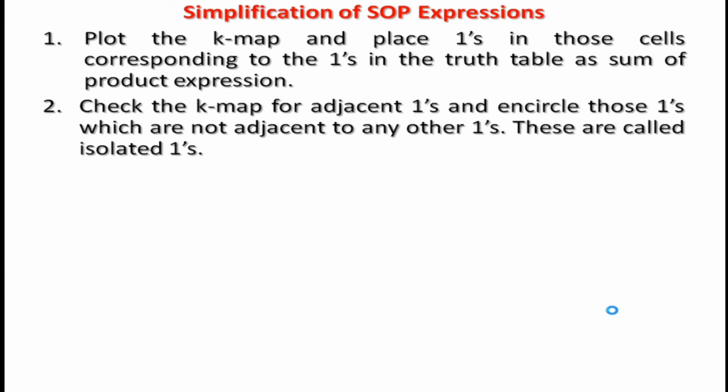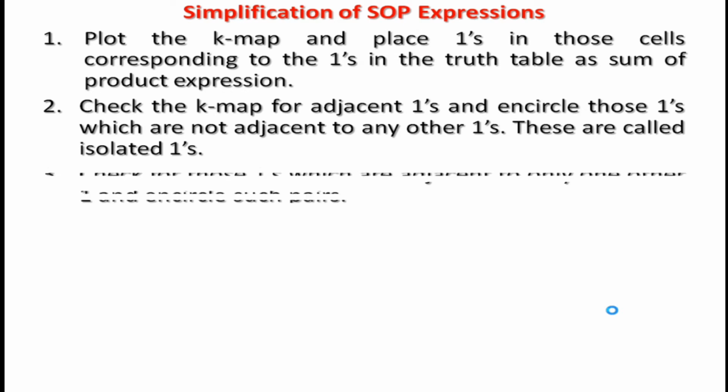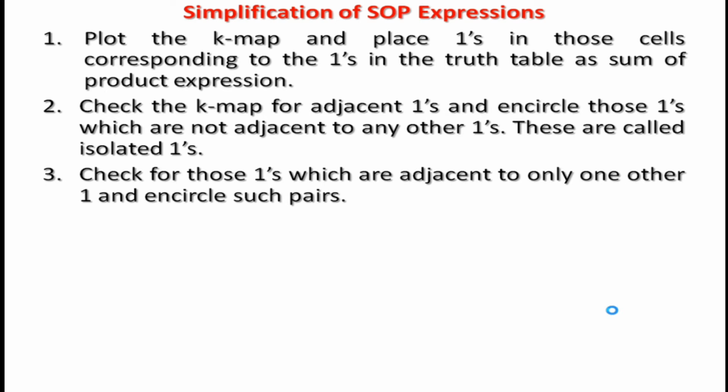The second step is to check the K-map for adjacent ones and encircle those ones which are not adjacent to any other ones. So these are called isolated ones. Find those ones which do not have any adjacent ones and encircle them. Then you check for those ones which are adjacent to only one other one and encircle such pairs.